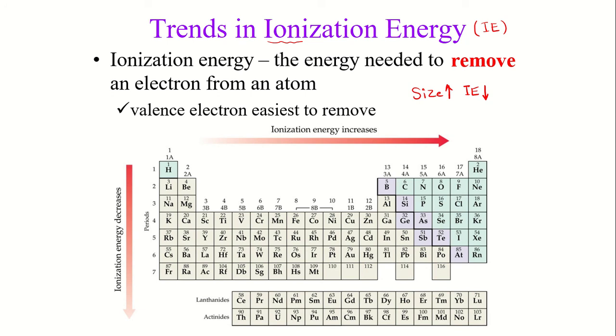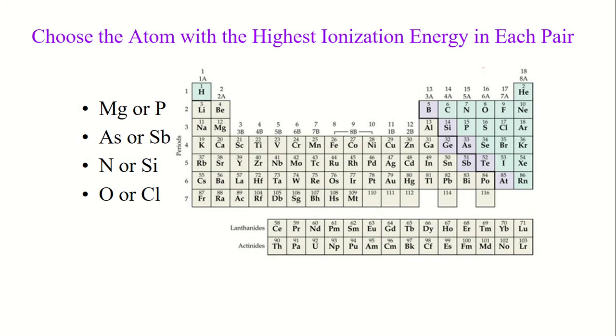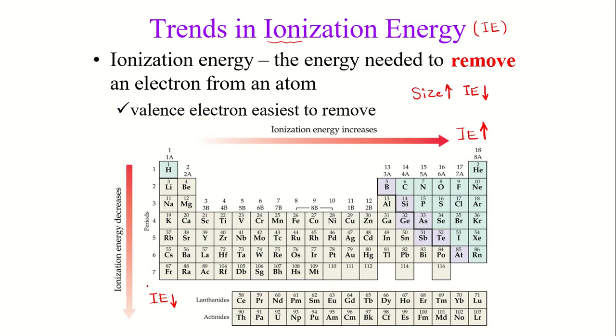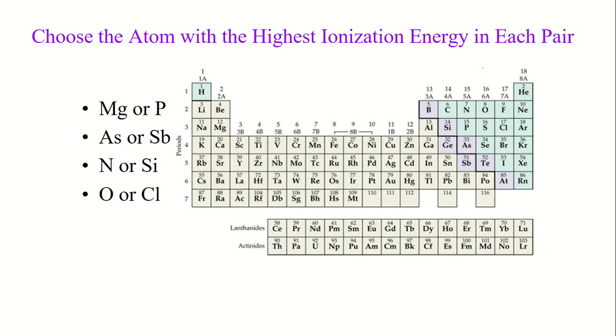So for ionization energy, I'm going to write like this. Here, because we have the smallest atom, ionization energy is in the highest form, and here we have the largest atom, so ionization energy is the lowest. You just need to remember the relationship between ionization energy and size whenever you compare. Before working on the examples, as you see here, metals have the lowest ionization energy and non-metals have the highest ionization energy. So right now I'm going to work on the examples.